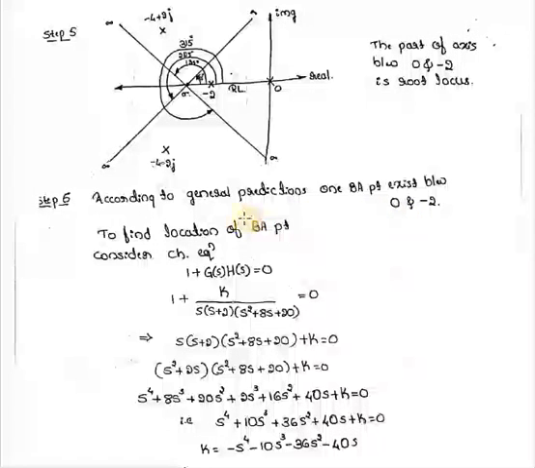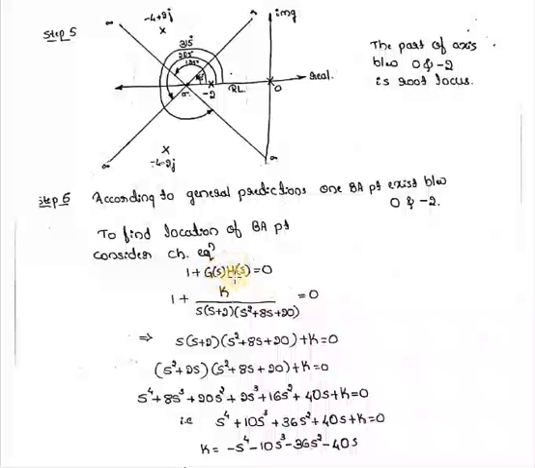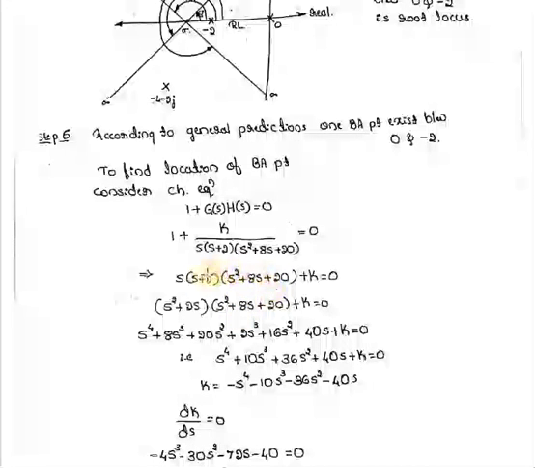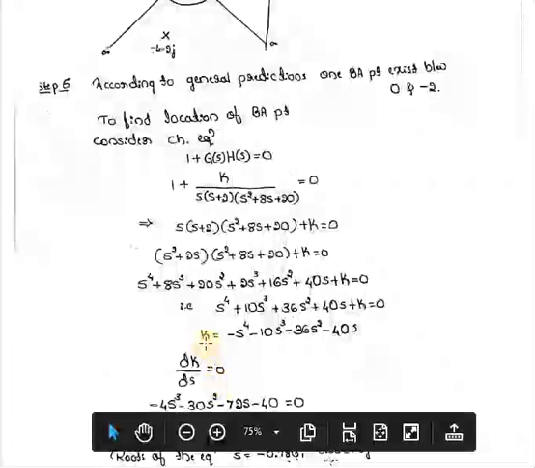So to find the exact location of the breakaway point, you need to consider the characteristic equation, that is 1 plus g of s into h of s equal to 0. Substitute the values he has given, and simplify this equation to get the equation for k. Here, k equals minus s^4 minus 10s^3 minus 30s^2 minus 40s.